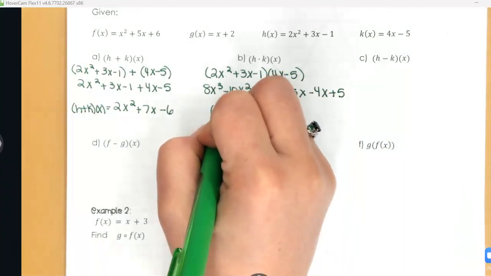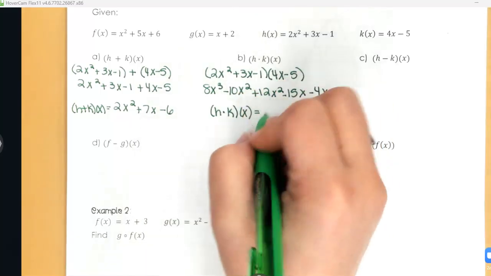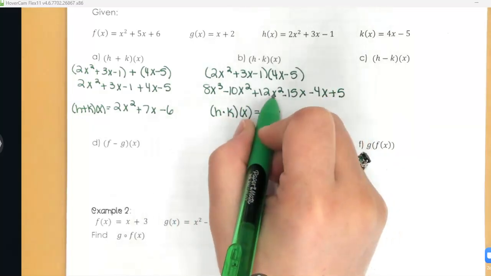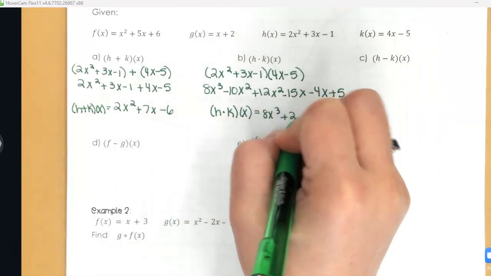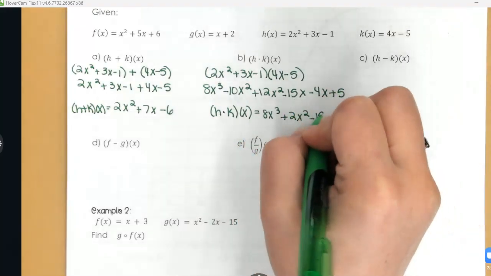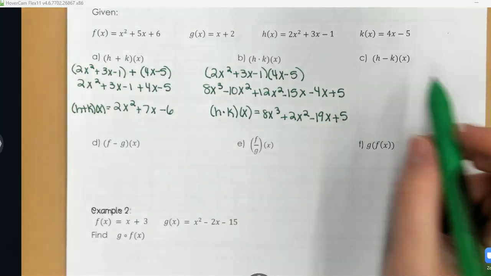So to get our h times k of x, I can combine like terms. I don't have anything else with an x cubed. Negative 10x squared plus 12x squared gives me 2x squared. Negative 15x minus 4x is minus 19x. And then I still have that plus 5.